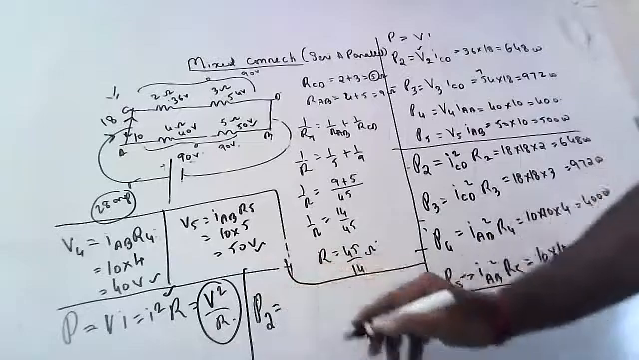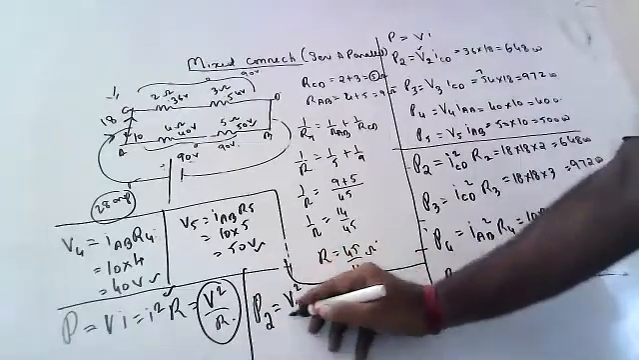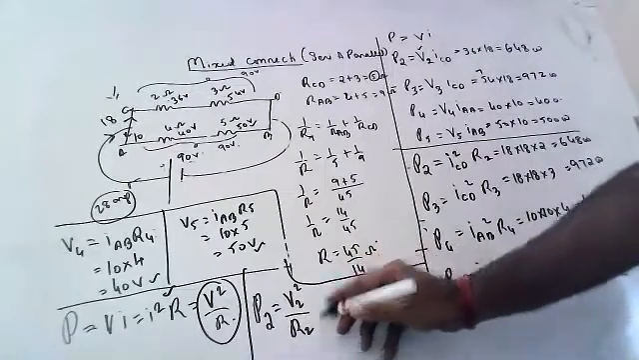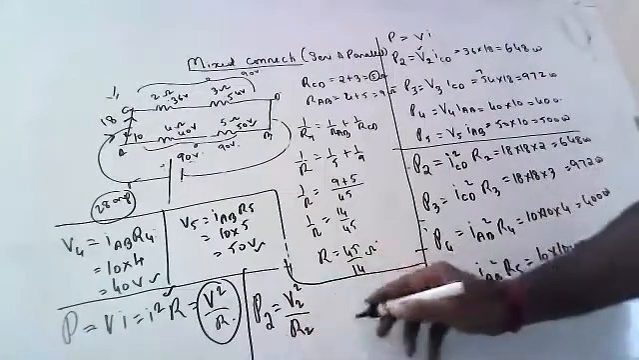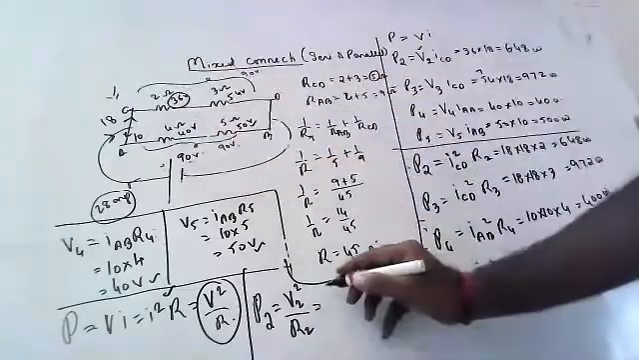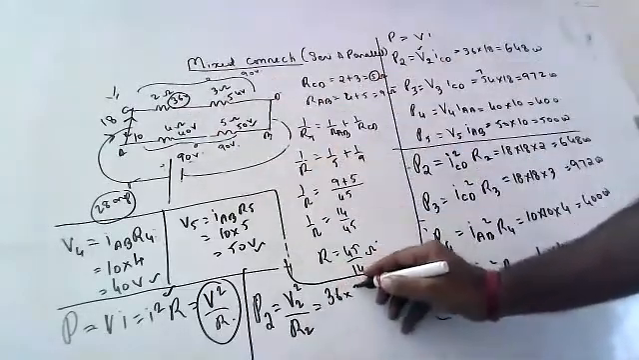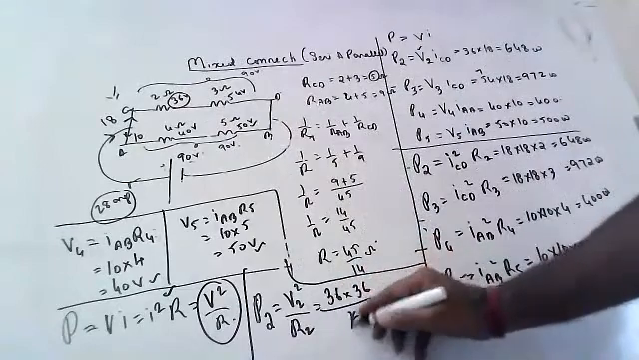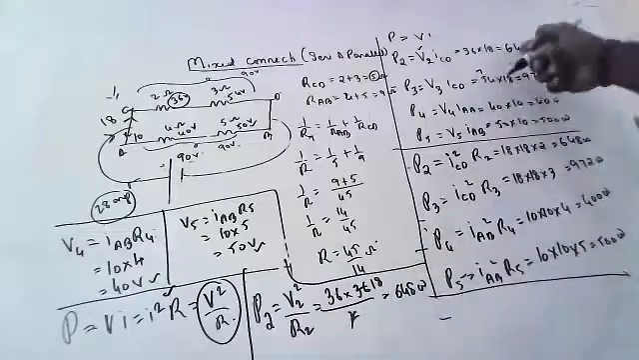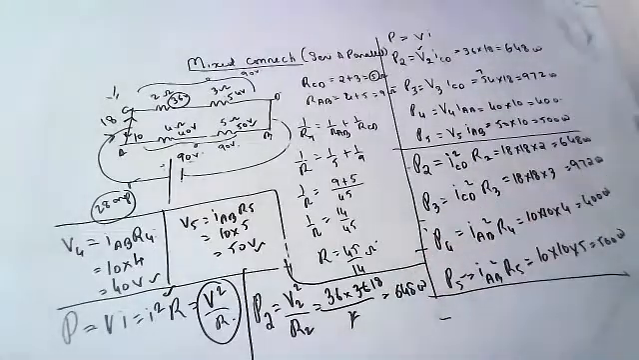P2 is equal to V2 square by R2. P2 is how much, children? V2 is 36. So 36 into 36 by 2. So 2, 18 into 36 is how much? 648 watts. Again, we got the same answer. You can check, children. Again, we got the same answer.